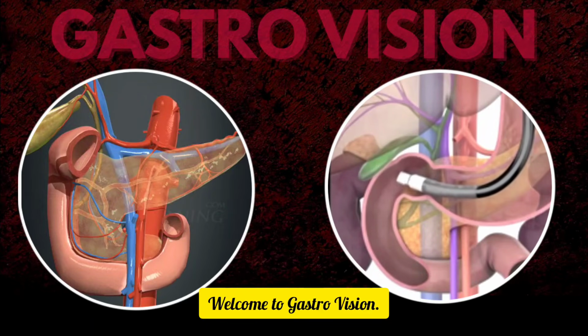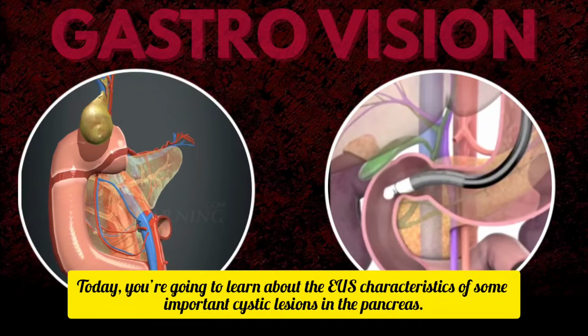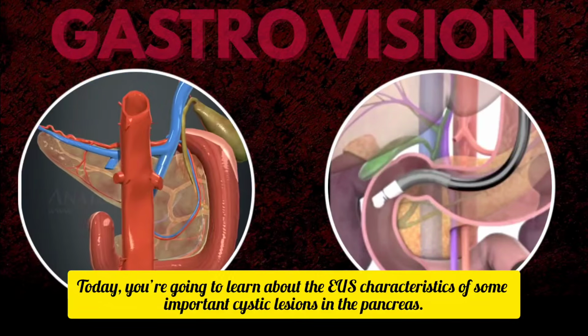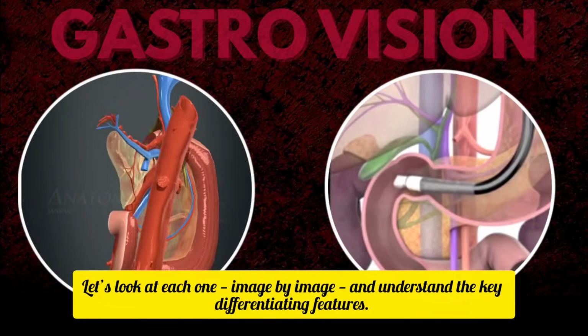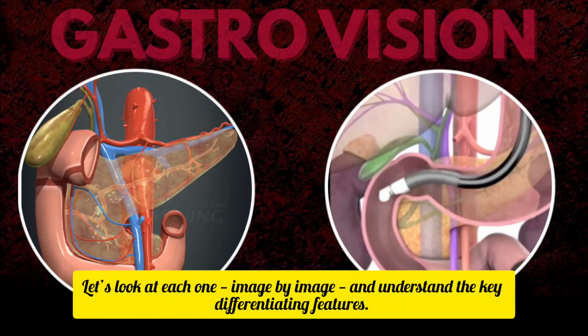Welcome to GastroVision. Today, you're going to learn about the EUS characteristics of some important cystic lesions in the pancreas. Let's look at each one image by image and understand the key differentiating features.